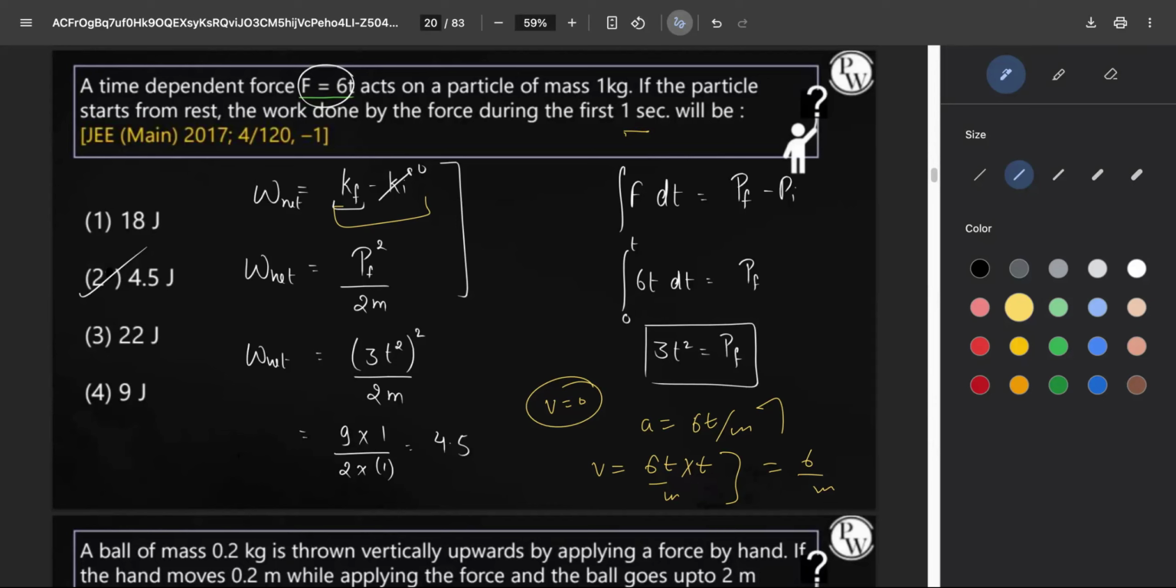Just think of it once. If you go this way, will you be getting the answer? So the work done will just be half mv square, right? That's fine. But try it once, I want to see whether you are going to get the answer or not. You'll get it, right? Okay. So can you move to the next?